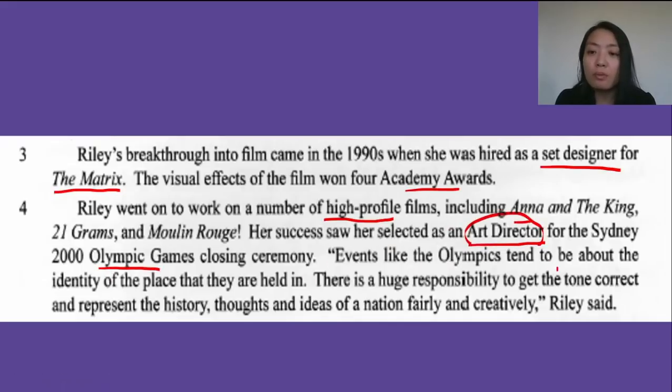And events like the Olympics tend to be about the identity of the place that they are held in. So something about events, something about identity. There's a huge responsibility to get the tone correct. So something about getting the tone correct. Again, earlier, this is something about the art, being an art director.